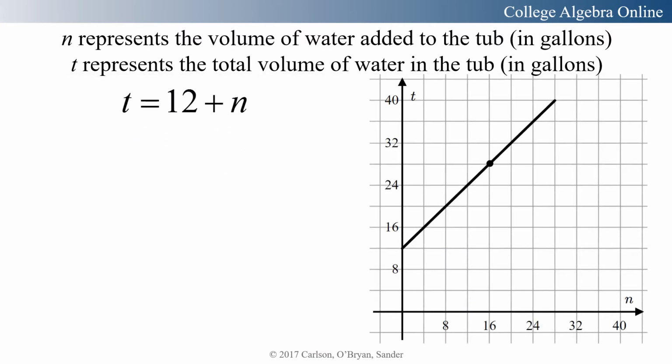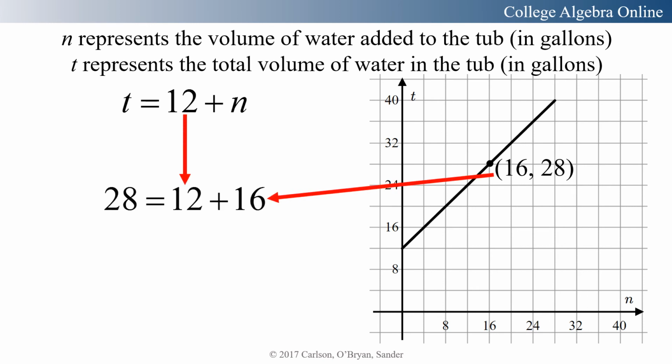For each of the points on the graph, we can think about specific pairs of values in the formula. For example, look at the point (16, 28) on the graph. This tells us that when 16 gallons of water have been added to the tub, the total volume of water in the tub is 28 gallons. We can see that these values are also solutions to the formula relating T and N.